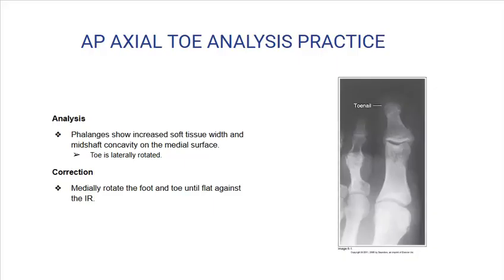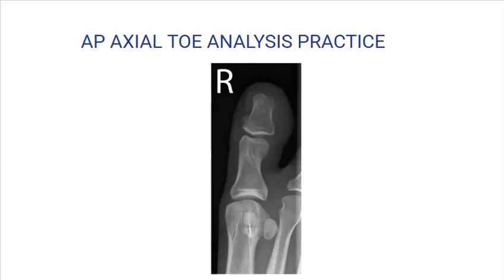In this case, the medial side demonstrates an increase of both, and so the toe is rotated laterally. In order to correct this imaging error, we need to medially rotate the foot until the foot and toe are flat against the IR. Go ahead and review this next practice analysis and answer the following question.